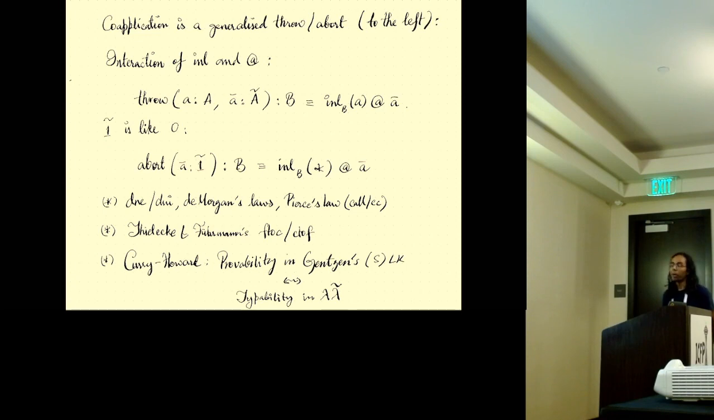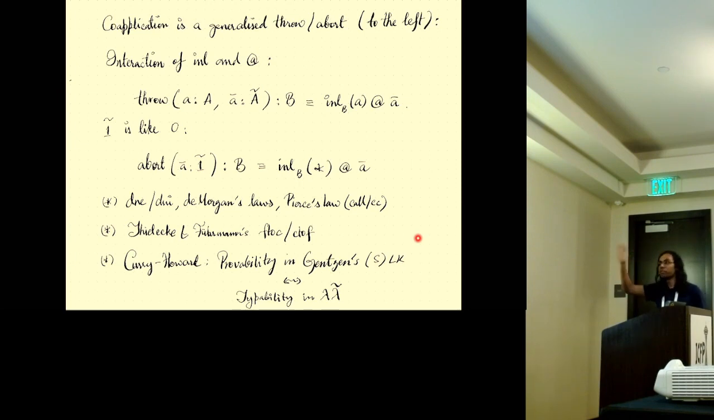So with co-application, you make the in left and in right interact. Now I have a throw which takes a value and a co-value, and I can lift the value to the left and co-apply the co-value, and this acts like a throw. So from A and A bar, you get a B. Similarly, you could derive abort by using 1 bar for 0, and it's the same thing. Essentially, this language is a complete language for continuations.